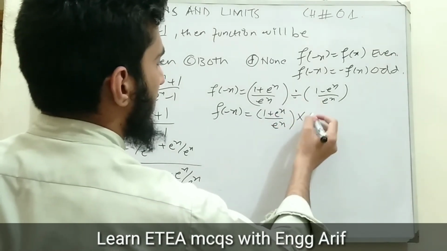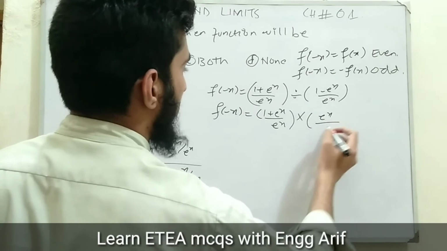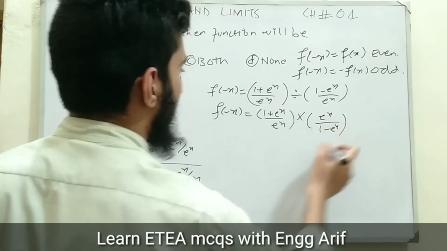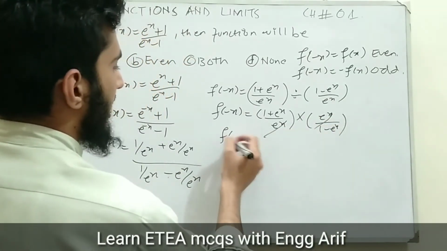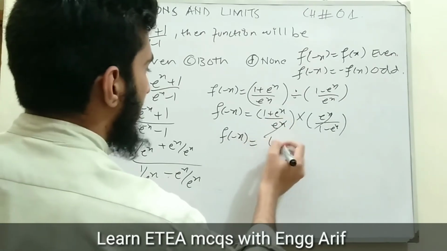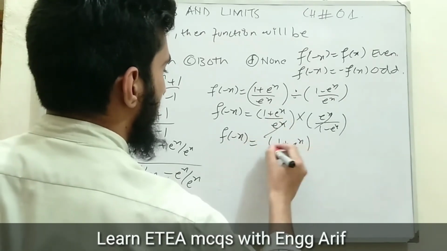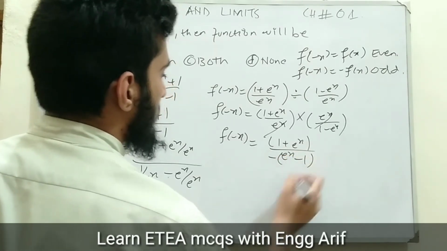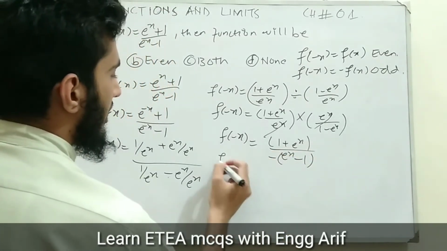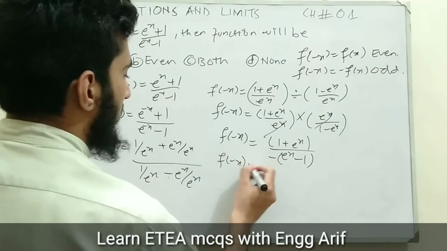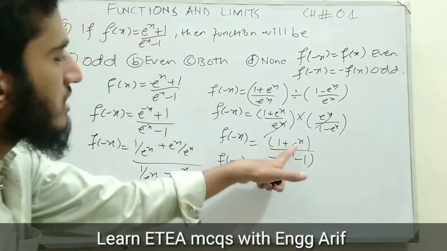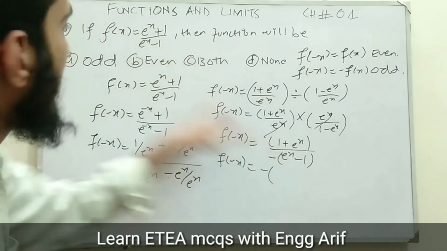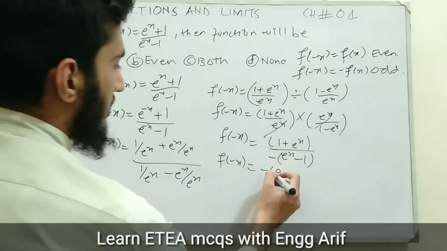Convert division into multiplication. This will be converted into reciprocal form: 1 minus e raised to power x. This cancels with each other. We are left with f of negative x equal to 1 plus e raised to power x in the numerator. In the denominator, take out minus common. It becomes e raised to power x minus 1. Minus will go towards the numerator. It becomes f of negative x is equal to minus times (1 plus e raised to power x) divided by (e raised to power x minus 1), which is the original function.